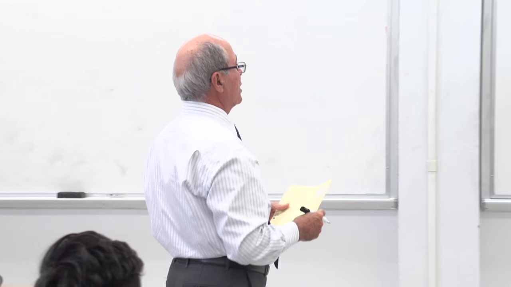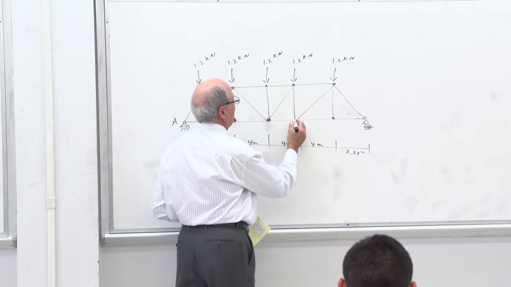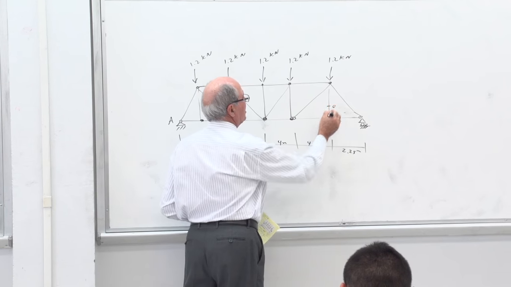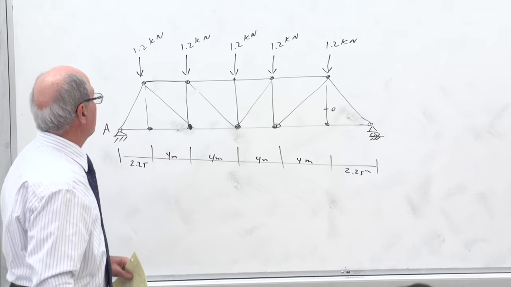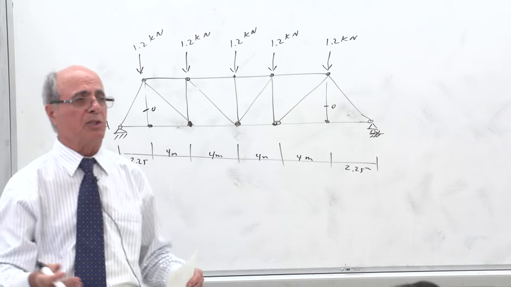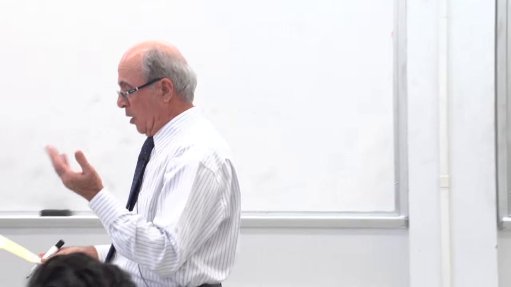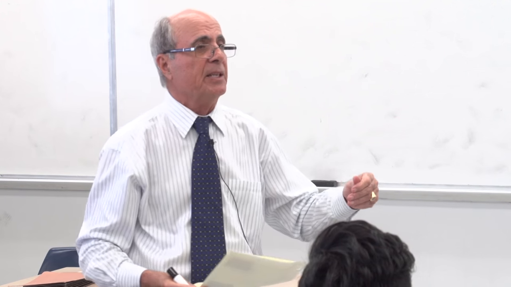Of course, if you want to do method of joint, there are lots of members. You can notice now, for example, this member is a zero force member. This member is zero force, but that's beside the point. We don't want to discuss that, but that's one way of starting the solution. Of course, step one is always to find the reactions.